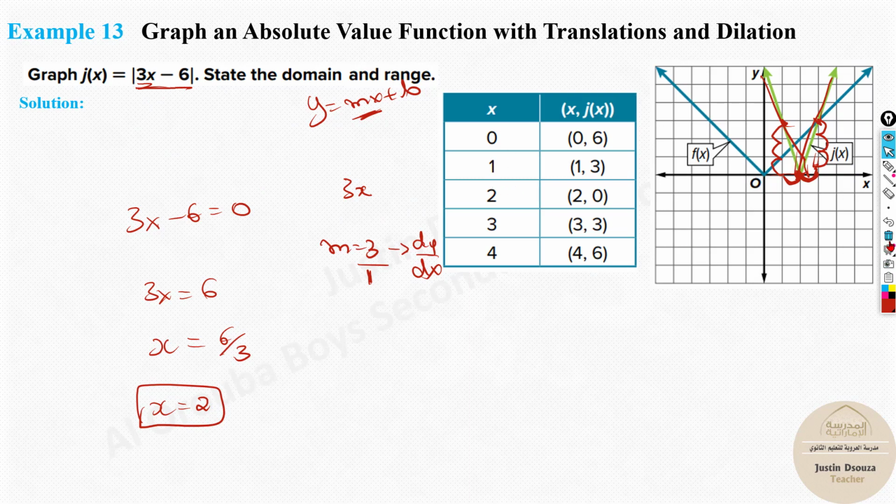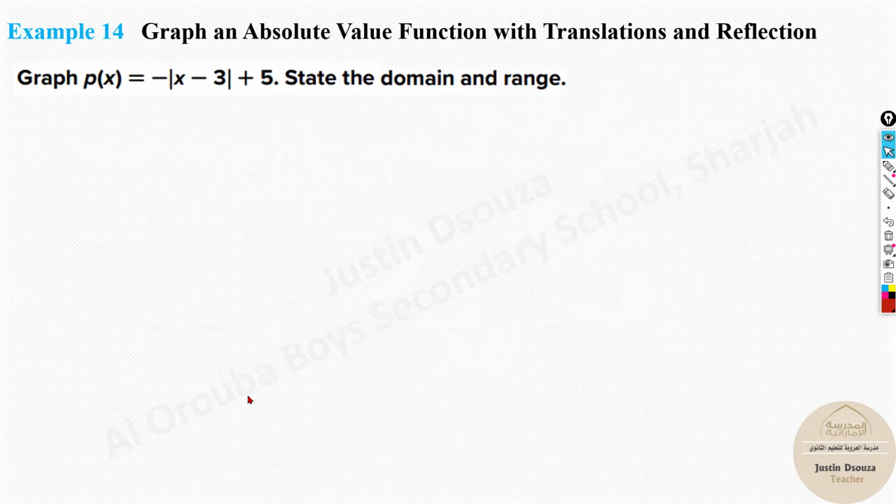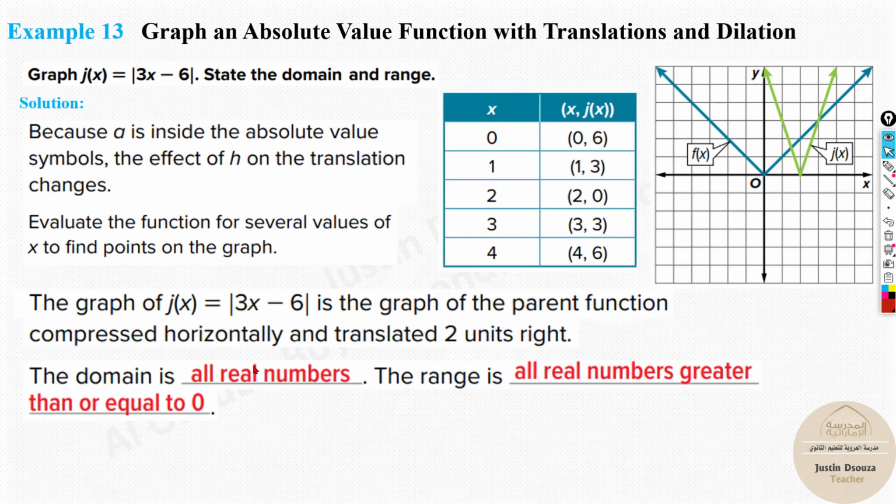Okay. Now, what is the domain? Domain does not change. It's all real numbers. You can see the domain over here. It's always all real numbers. But what is the range? Is it going up or down? No, it's at the axis. So all real numbers which are greater than or equal to 0. That is it. If it was somewhere down, it would be greater than or equal to that particular point.